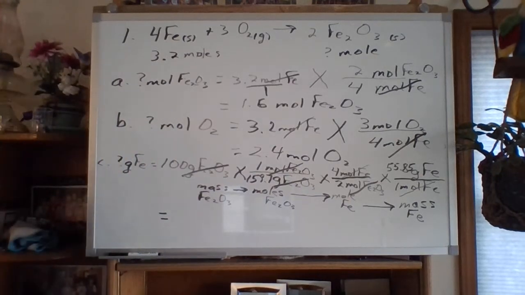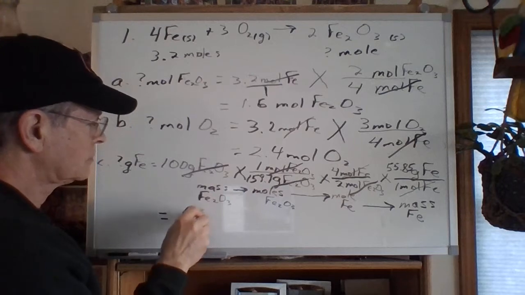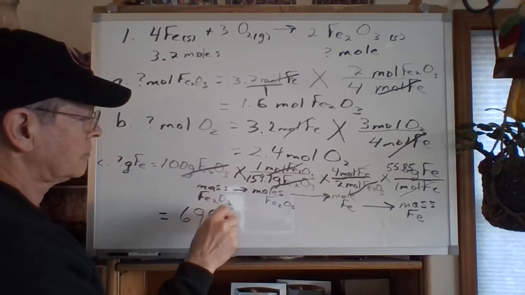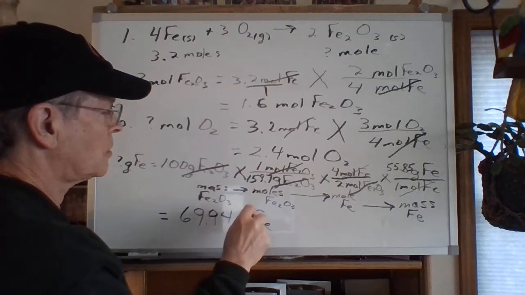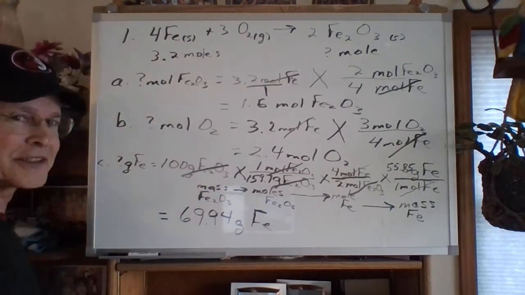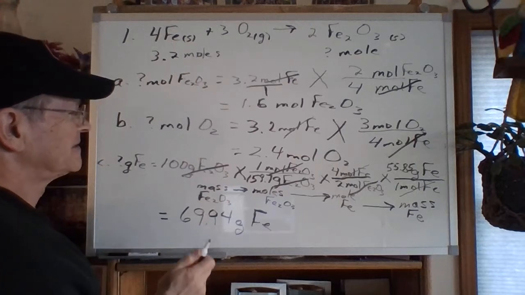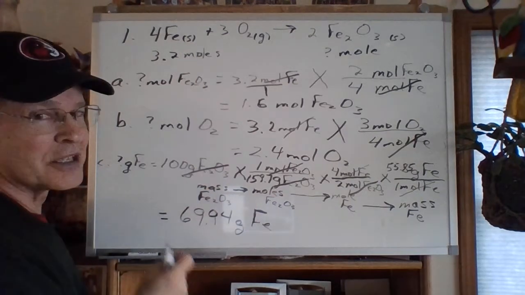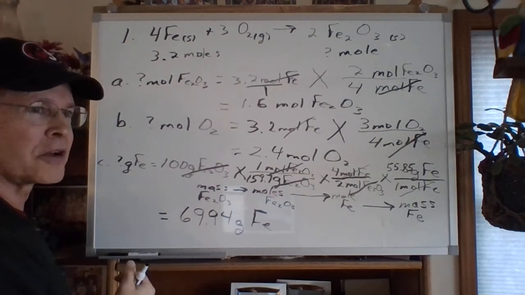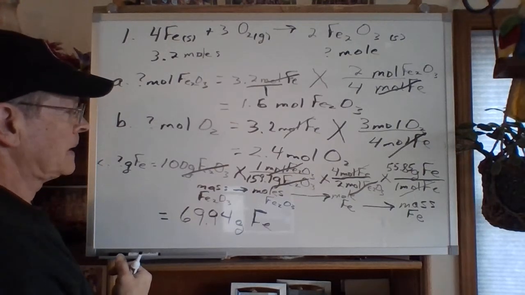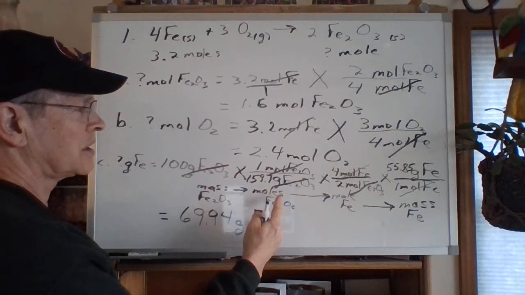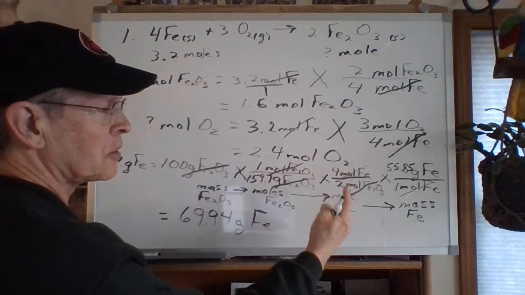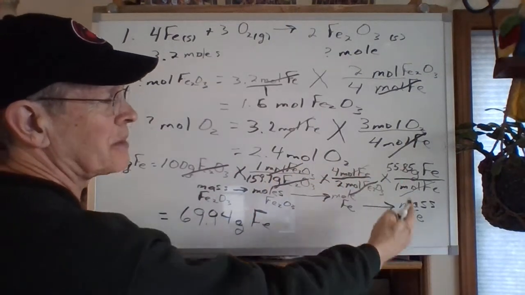And the final answer, 69.94 grams of iron. Do you get that? Please show all this work. Don't just write the answer down, because the process is the important part. You know how to solve the problem. Mass of iron oxide changed to moles of iron oxide, changes to moles of iron, changes to mass of iron.